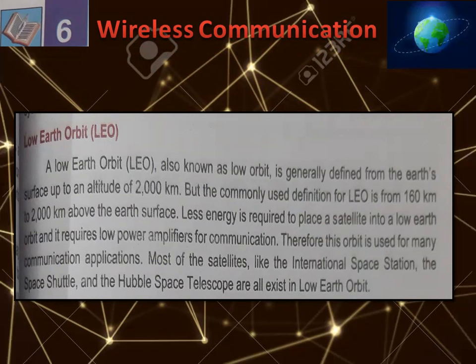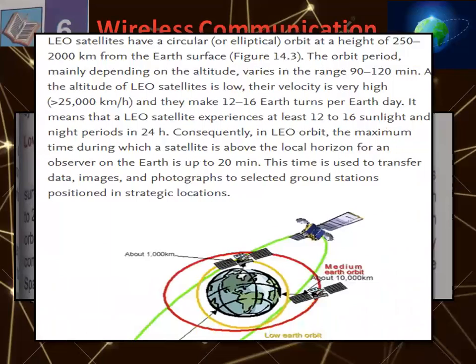Less energy is required to place a satellite into low Earth orbit, and it requires a low power amplifier for communication. Therefore, this orbit is used for many communication applications. Most satellites like the International Space Station, the Space Shuttle, and the Hubble Space Telescope all exist in low Earth orbit. LEO satellites have a circular orbit at a height of 250 to 2000 kilometers from the Earth's surface.